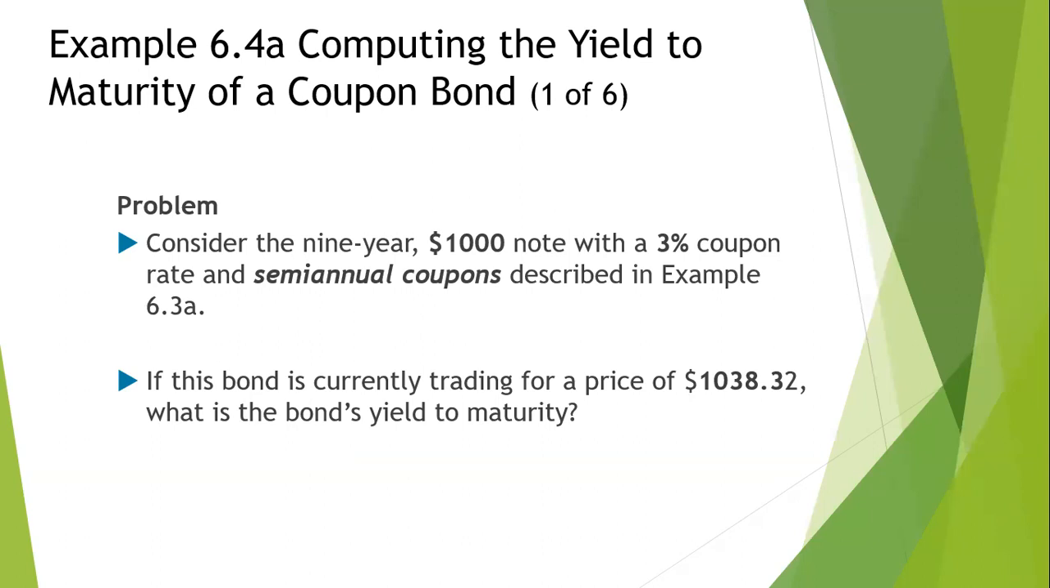Here in example 6.4a, computing the yield to maturity of a bond, we have a problem that we're starting off in this video. The problem is, consider the 9-year $1,000 note with a 3% coupon rate and semi-annual coupons described in example 6.3a. If this bond is currently trading for a price of $1,038.32, what is the bond's yield to maturity?